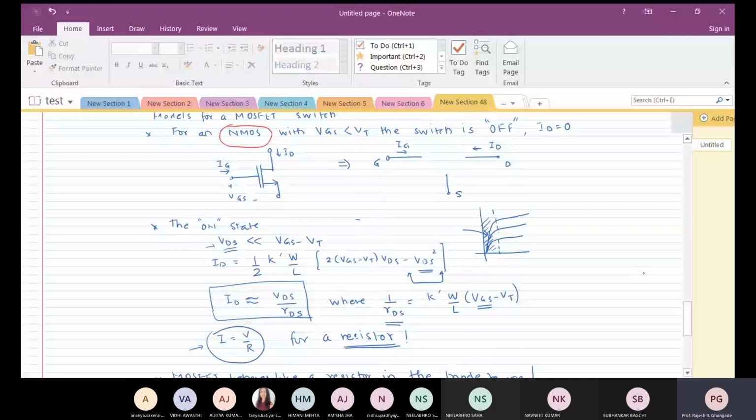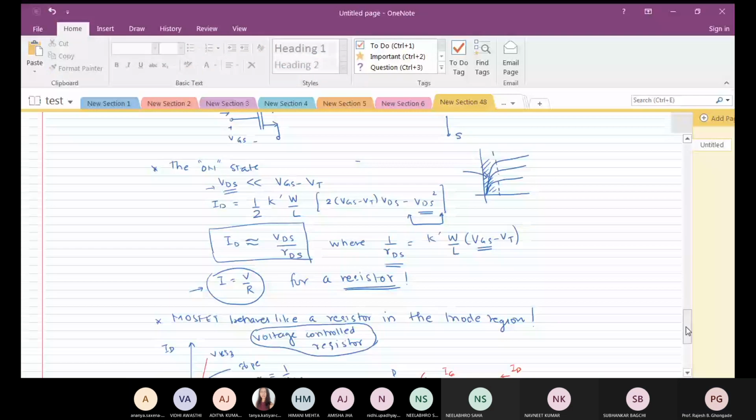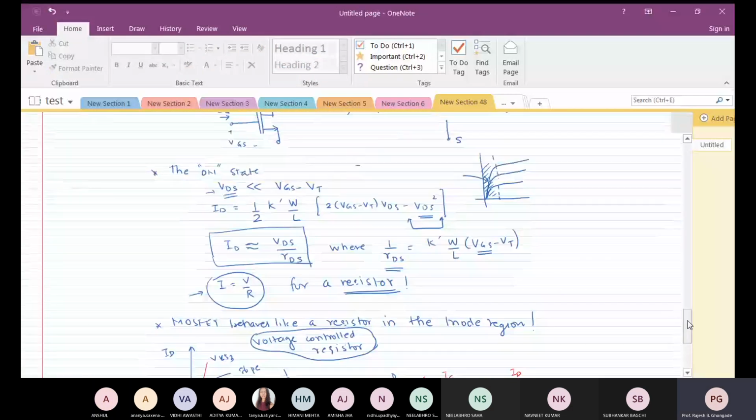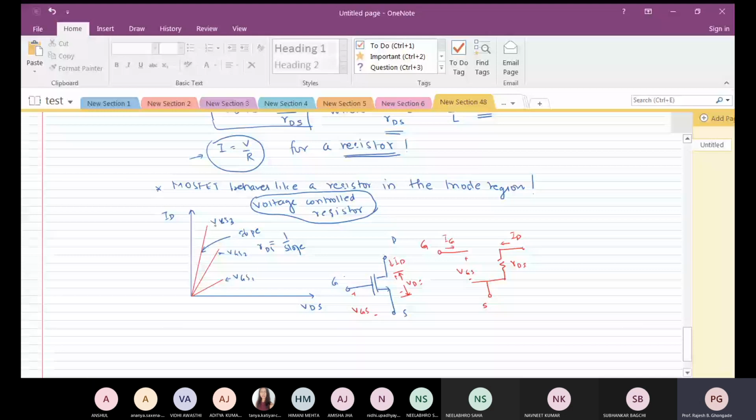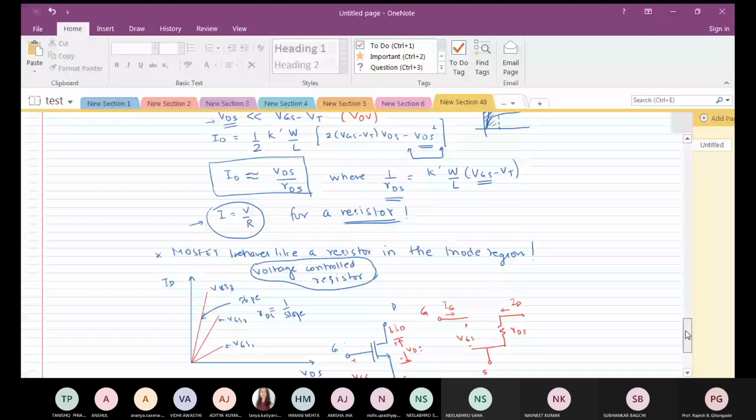All right, and then we said that in on state, again, if VDS was less than VGS minus VT, which is also called VOV, low voltage, in that case the transistor is in the triode region, and in the triode region it exhibits the properties like a resistor. Okay, but a special case of resistor where this resistance value is controlled by VGS. And that we have already seen yesterday.